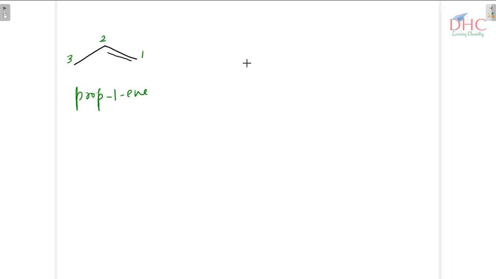Next example we will take. This is another example. So here you have double bond. So numbering starts from here to get the lowest number, that is 1, 2 and then 3. So now there is one substituent over here, that is methyl group. So we have a prefix. The prefix will be methyl. So what is the position number of that methyl? That is 2. So we have 2-methyl. Prop, the word root is prop because there are 3 carbons in the longest chain. Then there is 1-ene. 2-methylprop-1-ene is the name of the compound.